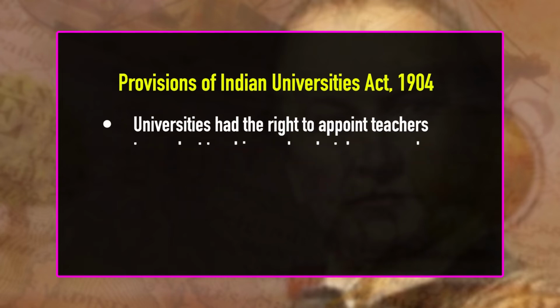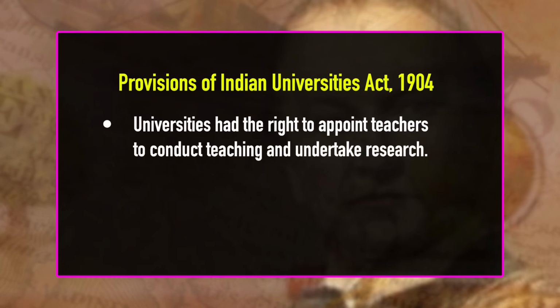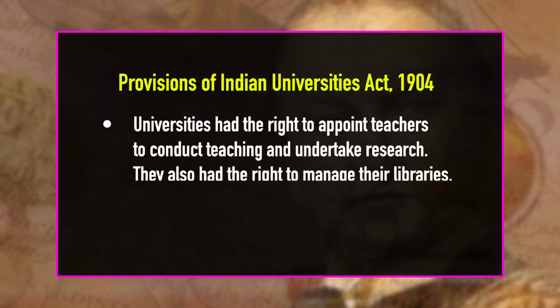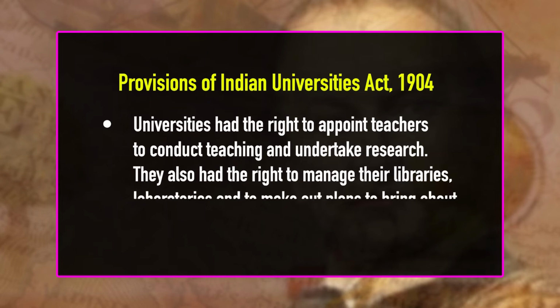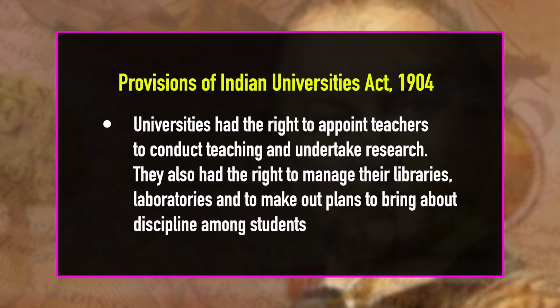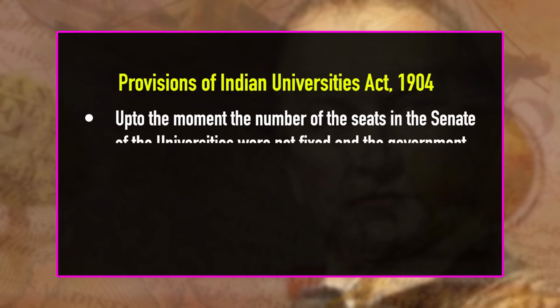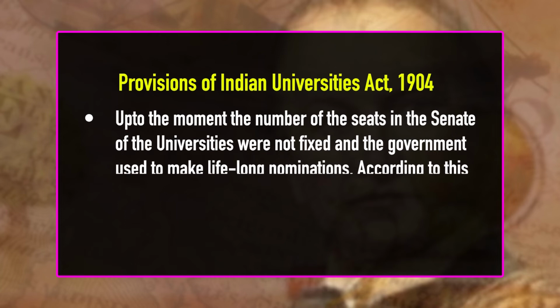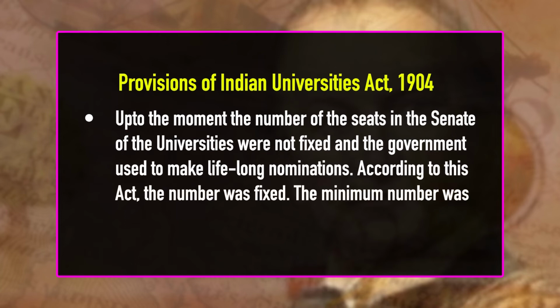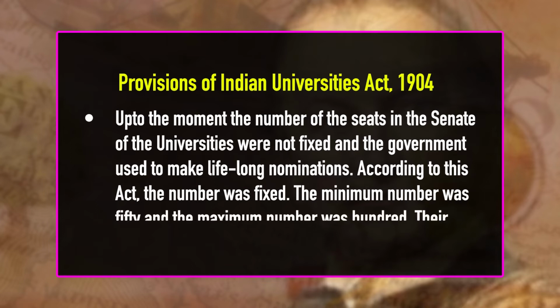Universities had the right to appoint teachers to conduct teaching and undertake research. They also had the right to manage their libraries, laboratories, and to make plans to develop discipline among students. Up to that moment, the number of seats in the Senate of the universities was not fixed and the government used it to make lifelong nominations. According to this act, the number was fixed.